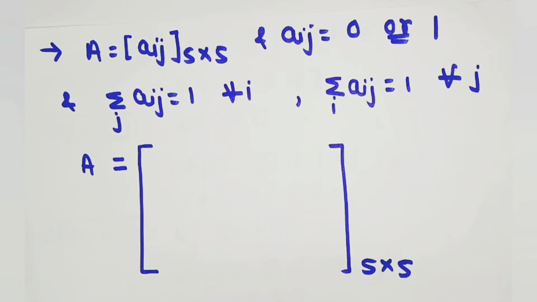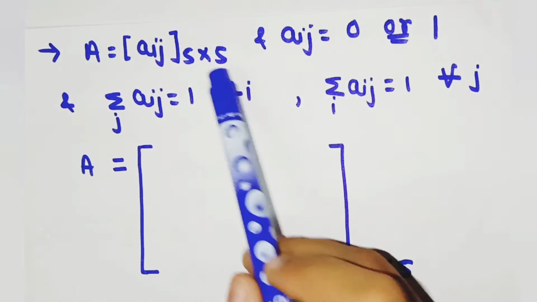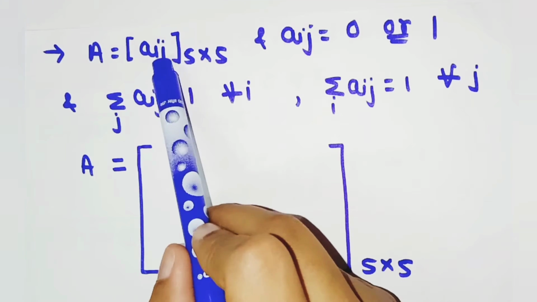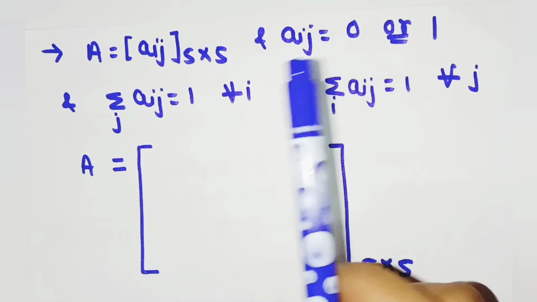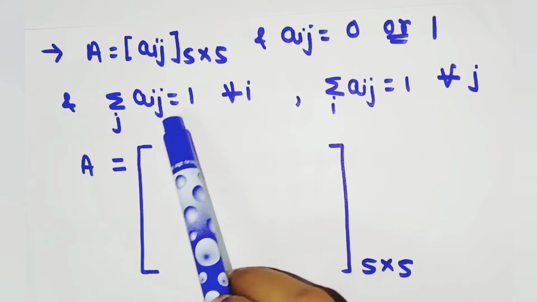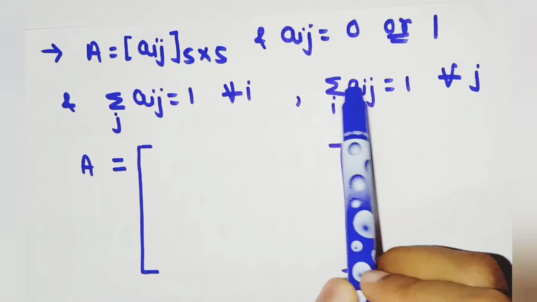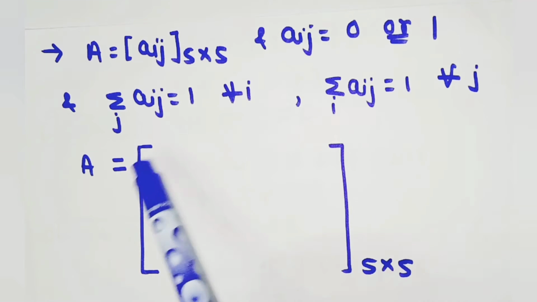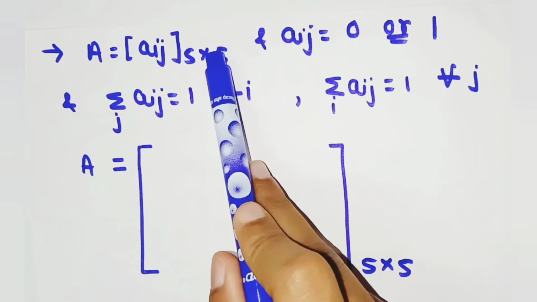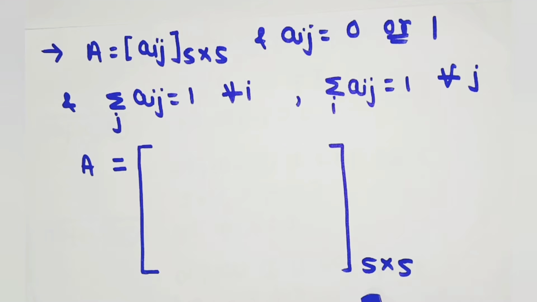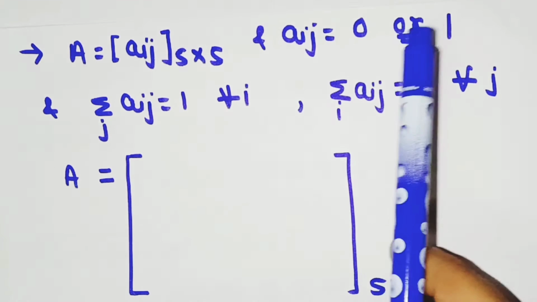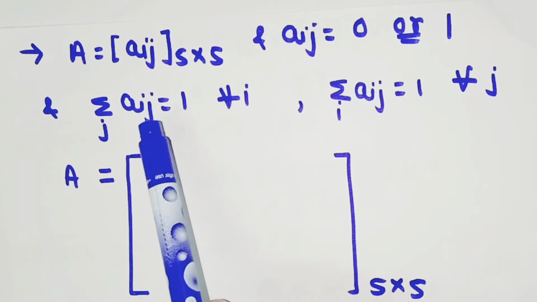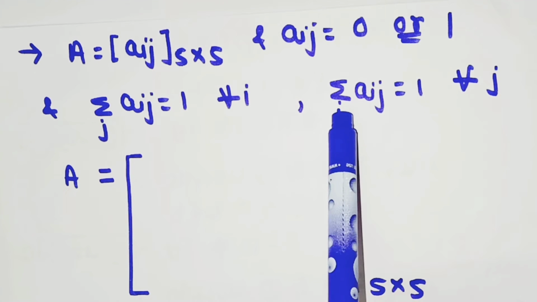To find its solution, let us consider the two conditions which are given in the question. The first condition is that our matrix A is of order 5 and its entries are either 0 or 1. The second condition is that each column sums to 1 and each row sums to 1. Therefore, we consider a matrix A of order 5, that is 5 cross 5. Now, from the first condition, we know that each entry is either 0 or 1, each column sums to 1 and each row sums to 1.